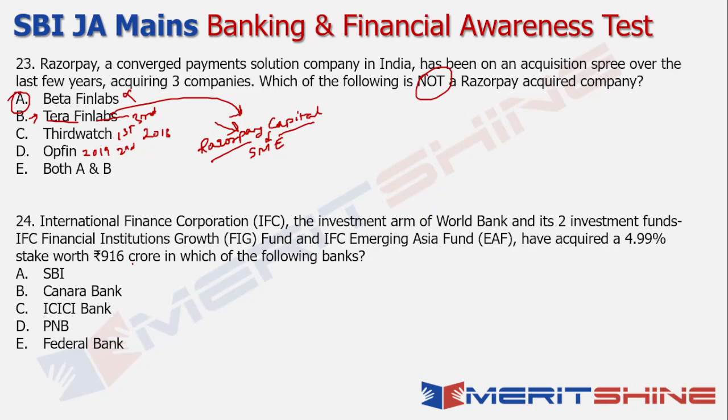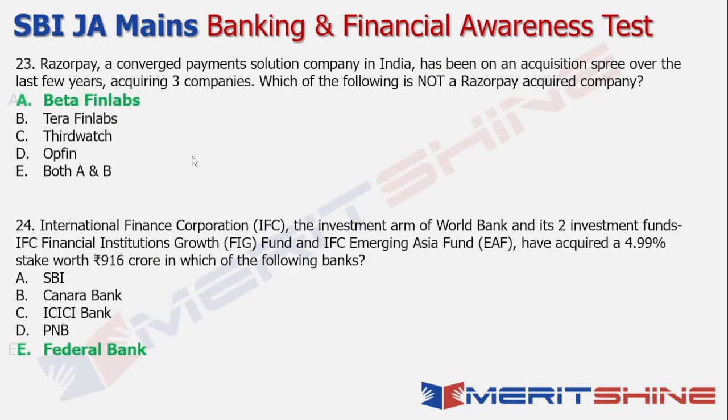Looking at the next question, we're saying that the International Finance Corporation, IFC, which is the investment arm of the World Bank, and its two investment funds, IFC FIG, which is Financial Institutions Growth, and IFC Emerging Asia Fund, have acquired a 4.99% stake worth 916 crore in which of the following banks. So this was in Federal Bank. Federal Bank has decided to raise capital by giving a 4.99% stake to IFC and two of its funds. So that's the answer in this case. So moving on, the answers are Beta FinLabs and Federal Bank in this particular case.